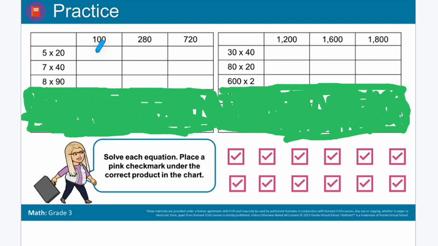Hopefully, now that you're restarting it, you got 5 groups of 20 is equal to 100. 7 groups of 40 is equal to 280. 8 groups of 90 is equal to 720. Over here, I know I'm going to get 1,200 for 30 groups of the number 40. I know 80 groups of 20 is equal to 1,600, and 600 groups of the number 2 is going to be 1,200.